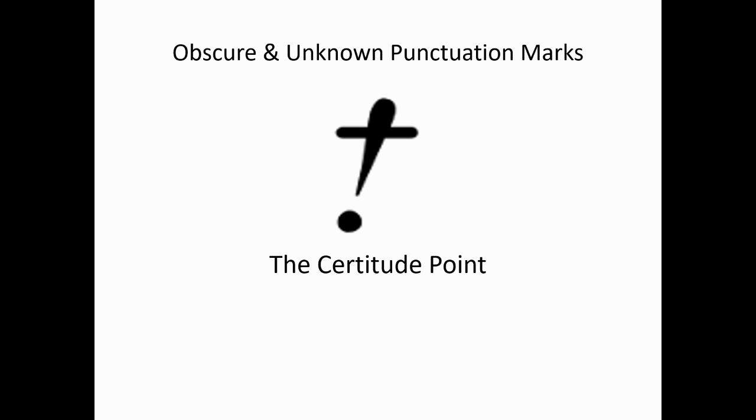Here's another one, the certitude point. It's basically an exclamation mark with a line through it. It's a straight line, though. That's really critical. It's a straight line. It's a way of saying, I'm so certain of what I just said that not only did I put a really bold exclamation point with it, but I drew a line through it to let you know I'm confident of what I just said. And that's called the certitude point.